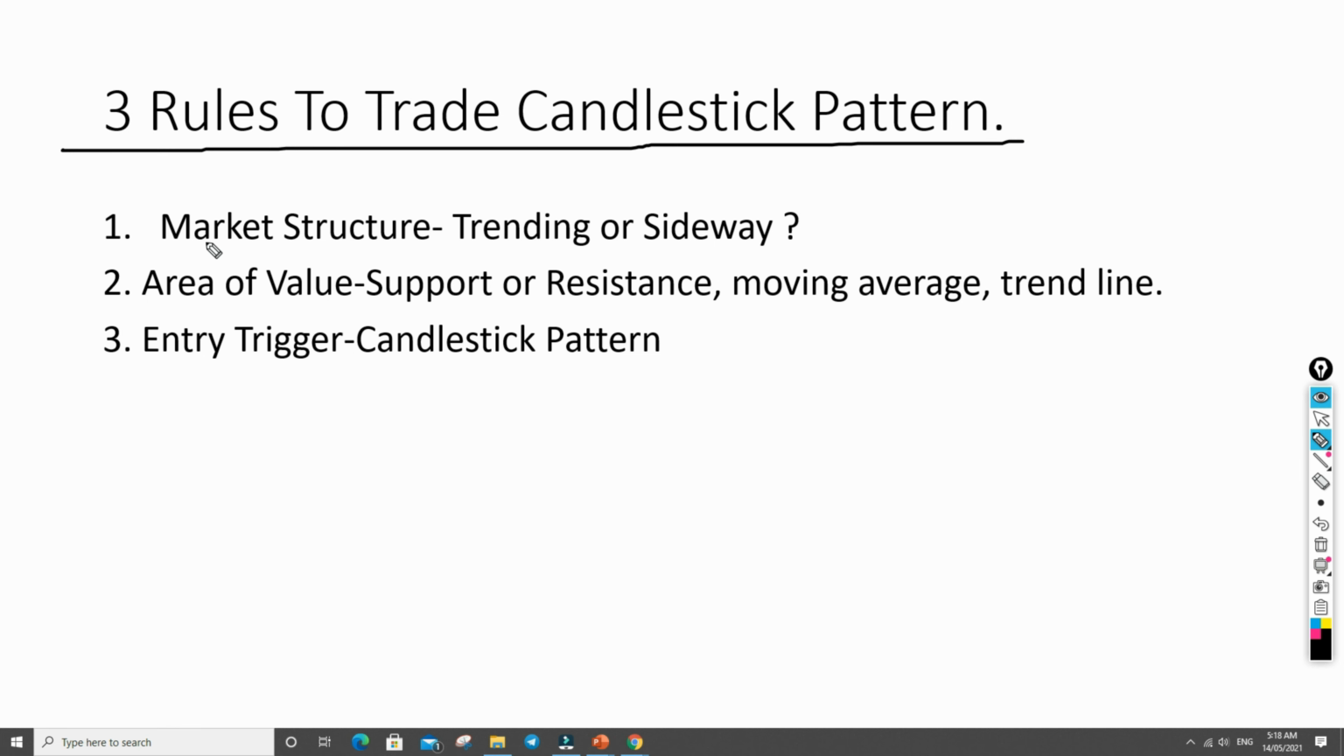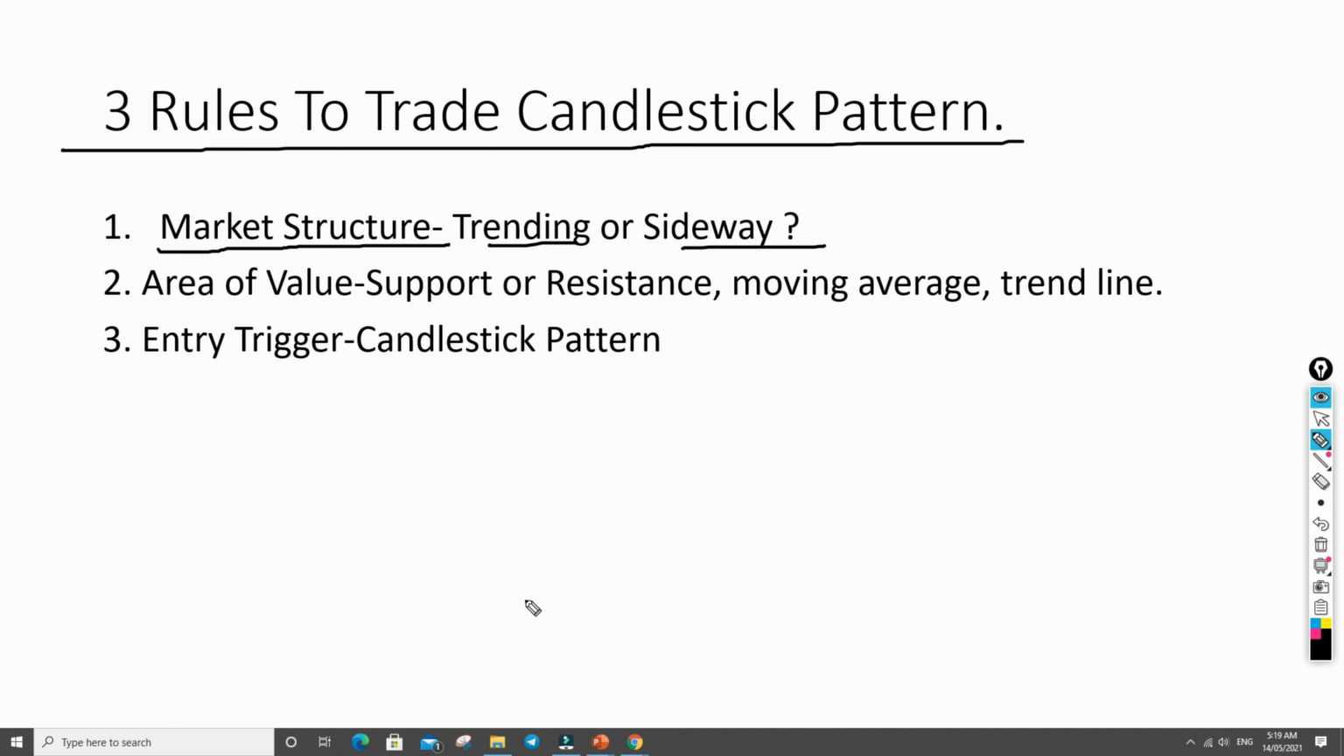So what is the first rule? The first rule is market structure, trending or sideways. First of all, you have to know whether the market is trending or sideways. You learn that from market structure. How do you know?